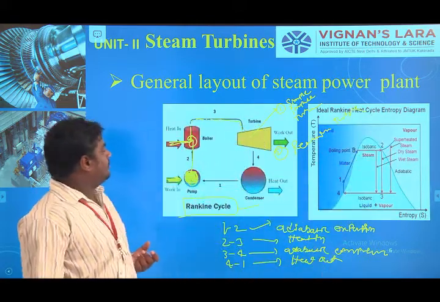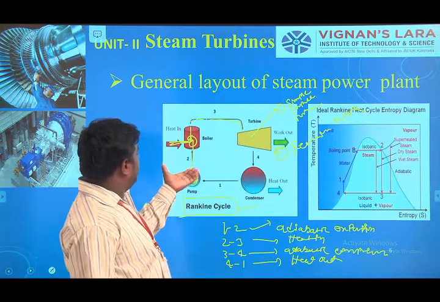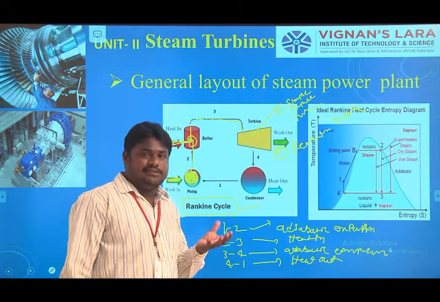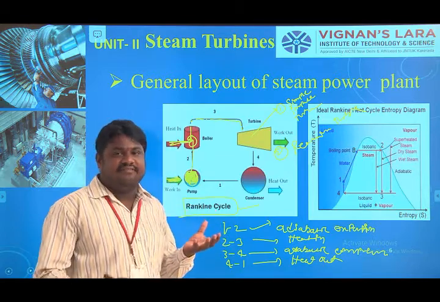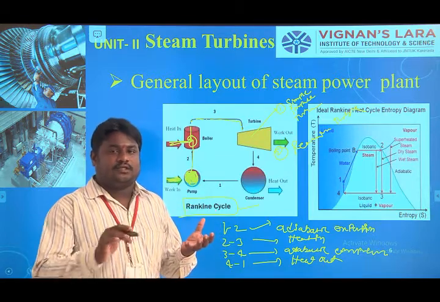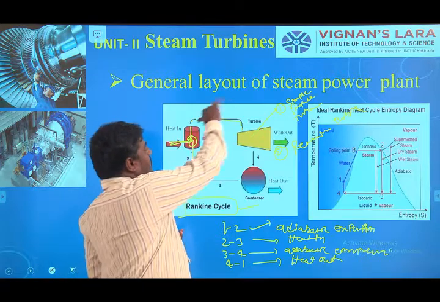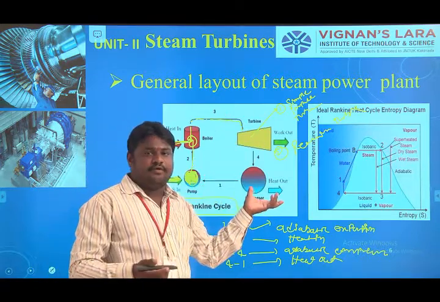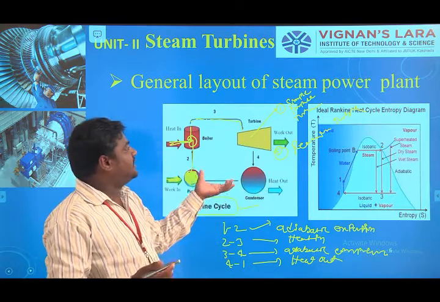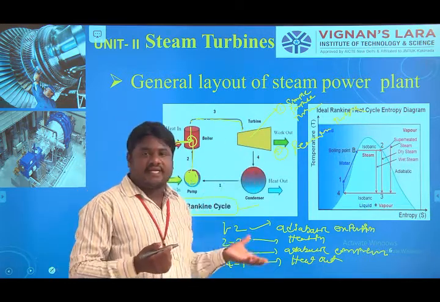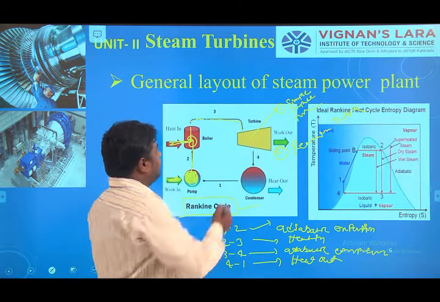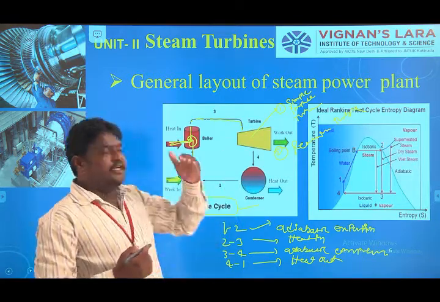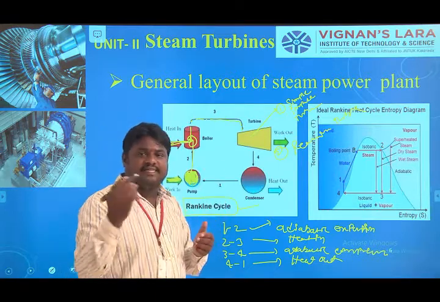Here the water will boil. When the water boils, steam, which is a vapor, will be produced. That vapor will be sent to the turbines. Here we are installing two types of turbine, that is, simple or reaction. The turbine has some blades. When the steam enters the turbine, the blades will rotate.